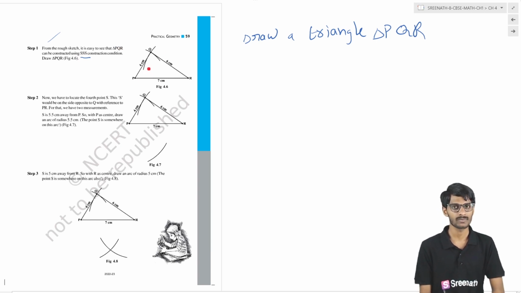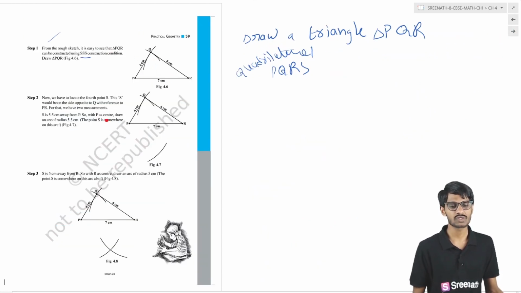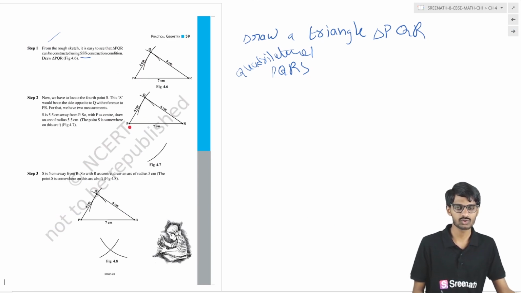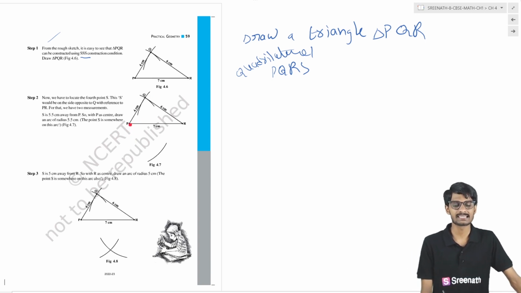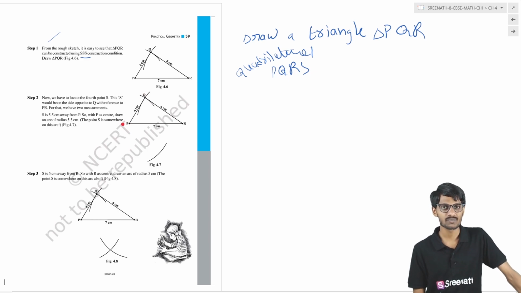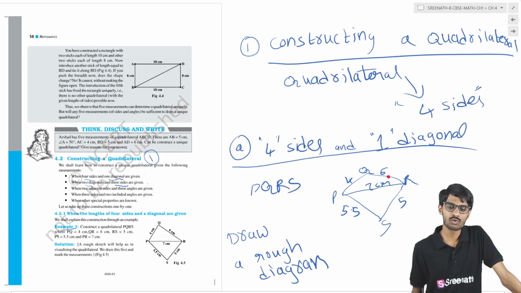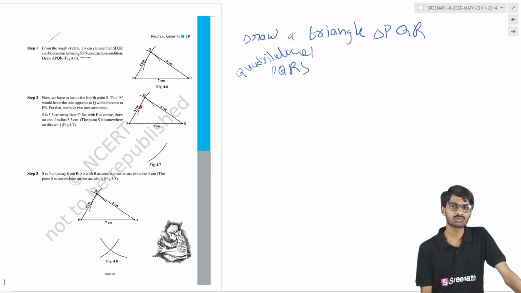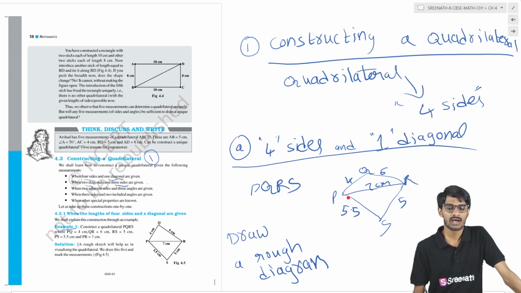Okay, students, after constructing this triangle, what is our main aim? Our main aim is to draw the quadrilateral PQRS. So first, we have drawn a rough diagram. After that, we have constructed triangle PQR using our previous knowledge. The next step: we have 3 vertices, but a quadrilateral needs 4 vertices, so we have to find the 4th vertex. From the rough diagram, the 4th vertex S is quite opposite to Q. The distance of S from P is 5.5, and from R the distance is 5.